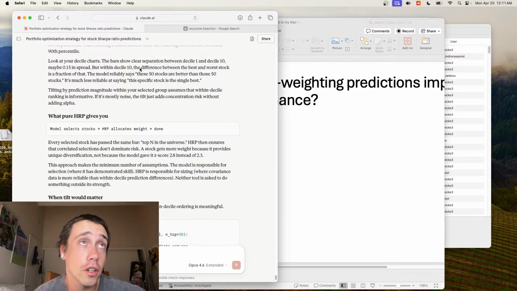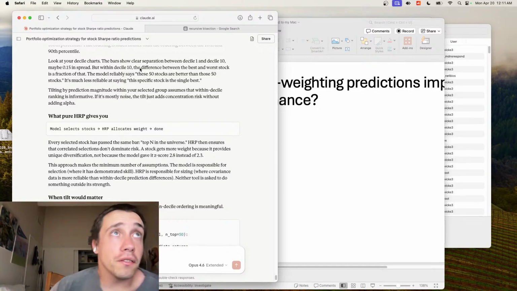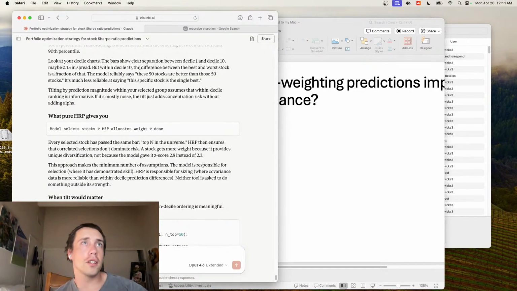Look at your decile charts. The bars show clear separation between decile 1 and decile 10, maybe 0.15 in spread, but within decile 10, the difference between the best and worst stock is a fraction of that.